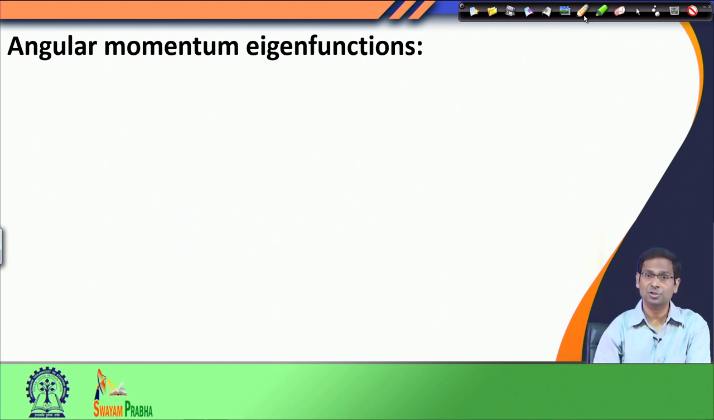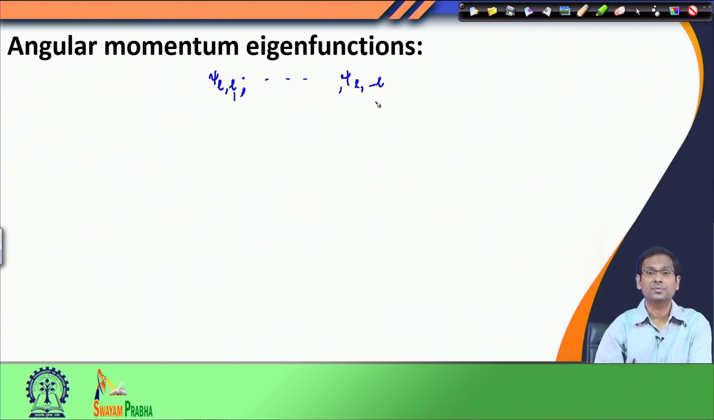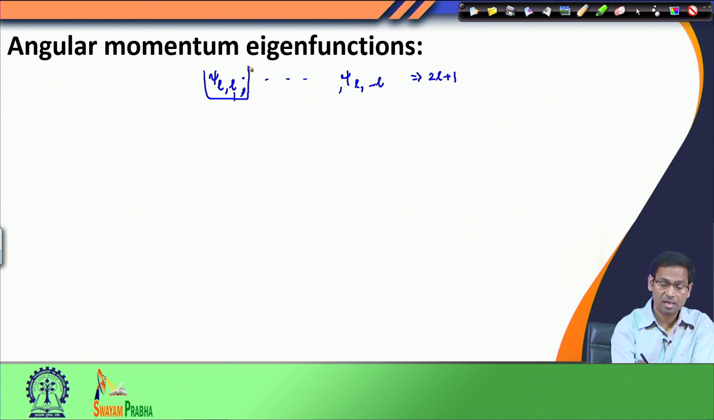plus 1 eigenfunctions, which are psi L L to psi L minus L. So, for a given value of L, I have psi L L till psi L minus L in steps of 1, where the second index would increase or decrease by 1 unit. In this way I can construct 2L plus 1 eigenfunctions, where psi L L is the eigenfunction where the m value has the largest possible value, and that value is L.